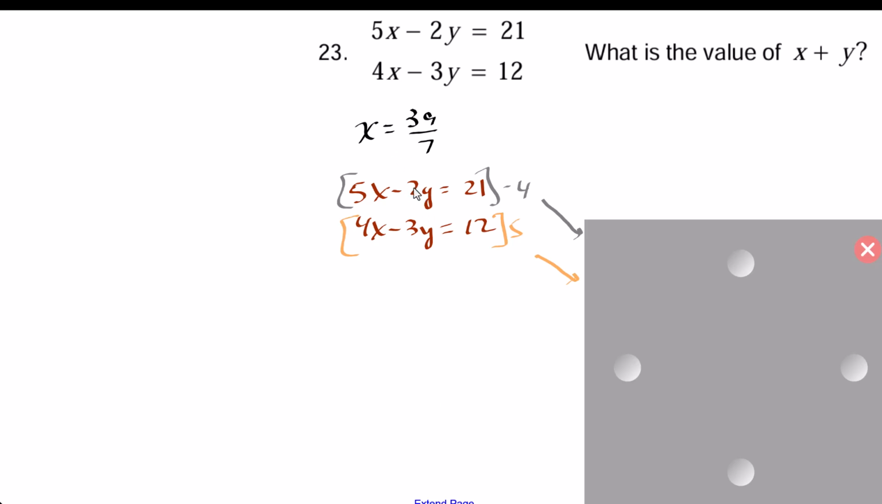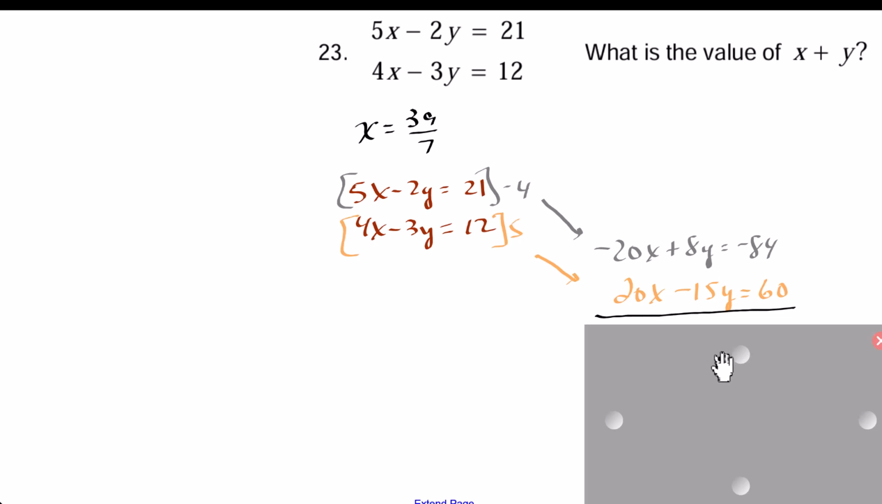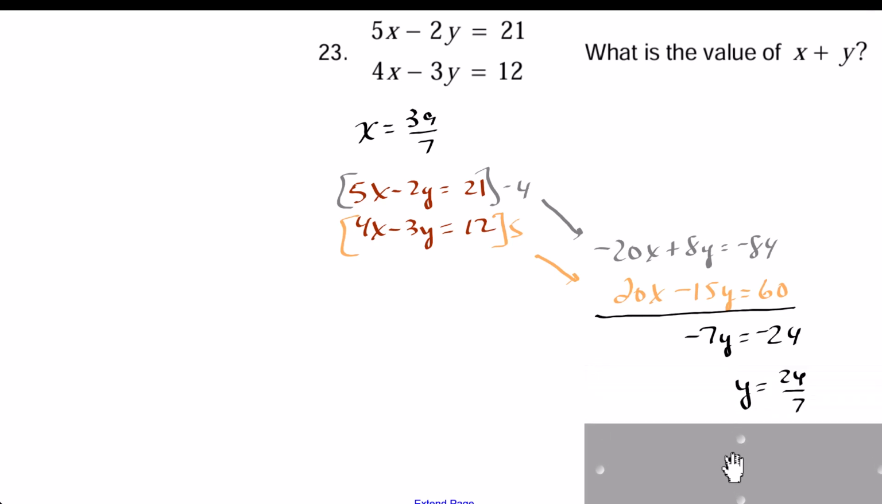Instead of substituting that, I decided to multiply the top one by -4 and the bottom one by 5, so that the x terms add up to 0. I'm left with -7y equals -24, and dividing by -7 all the way through, I get y equals 24/7.